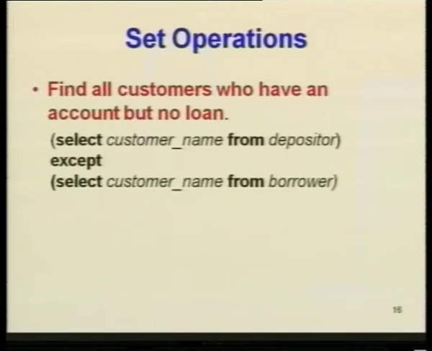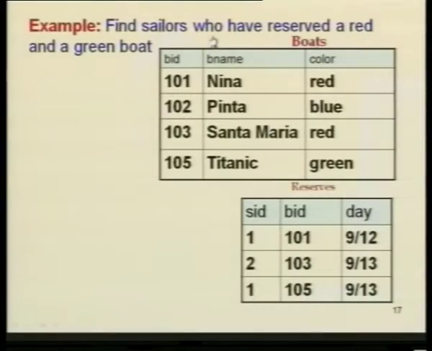So, let us take another example, just again to explain that. Find sailors who have reserved a red and a green boat. Okay, so now we are talking about two relations, boats and reserves, and we are talking about people who have reserved both a red and a green boat.